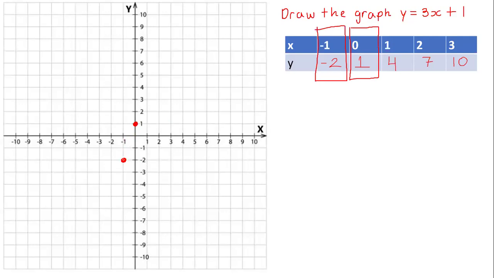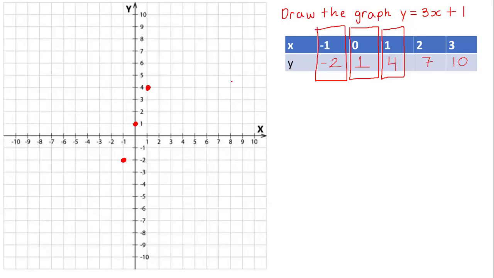So we have -1, -2. We have 0, 1. What's the next one? 1, 4. Very good. So 1, 4 is going to be this particular point right here.